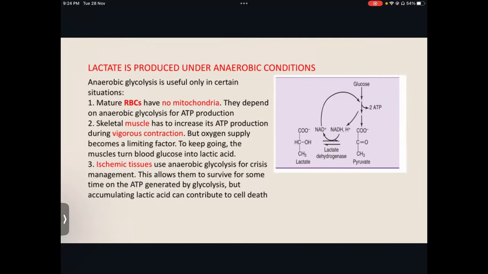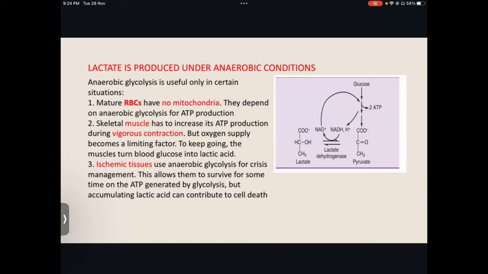The reason why this would happen is number one, in red blood cells. Red blood cells, again, they don't have mitochondria. So obviously they cannot undergo the rest of cellular respiration, Krebs cycle, and everything. So pyruvate is going to end up being fermented or undergo anaerobic glycolysis in the end and make lactate in order to produce more ATP. So that's what happens in red blood cells. Another case is in skeletal muscle. When you're exercising vigorously, when there's a lot of muscle contraction happening, the skeletal muscle wants to produce more and more ATP really quickly.